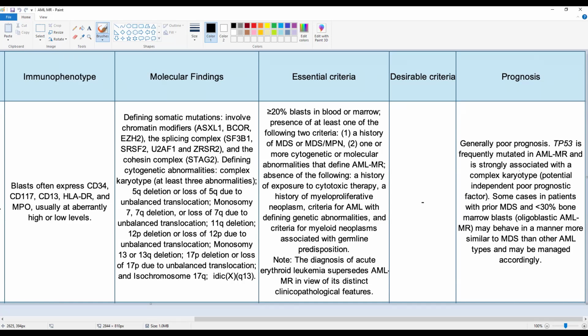patients with oligoblastic AML myelodysplasia-related have shown response to therapeutic trials for MDS. Their overall and leukemia-free survival times are similar to those of patients classified as having MDS with increased blasts. And the molecular and cytogenetic features of these two patient groups are very similar.